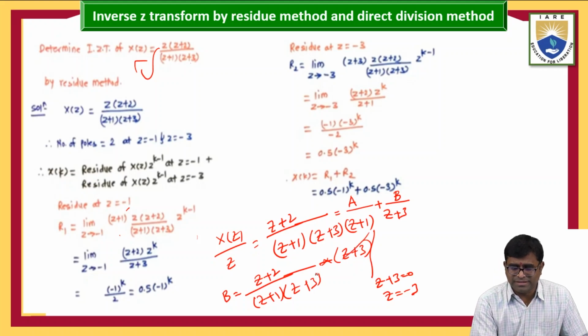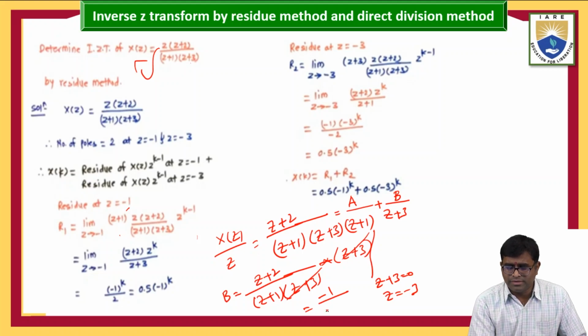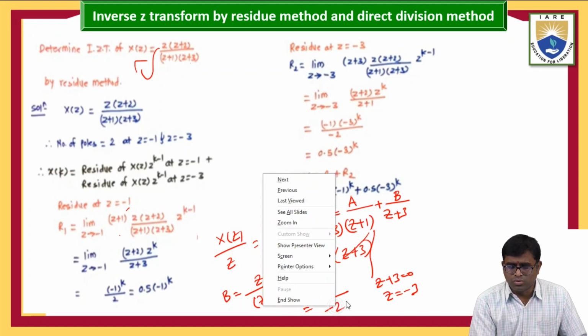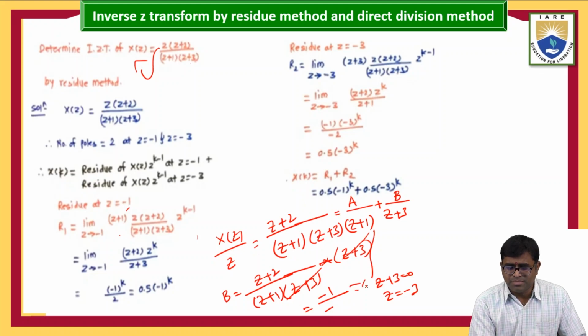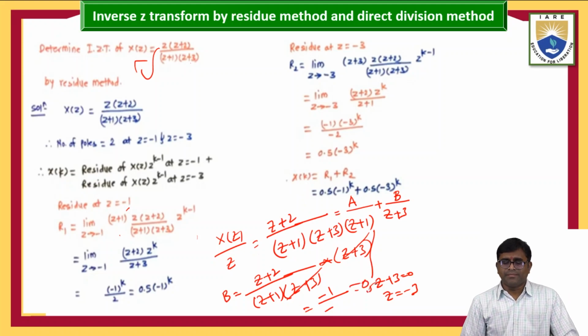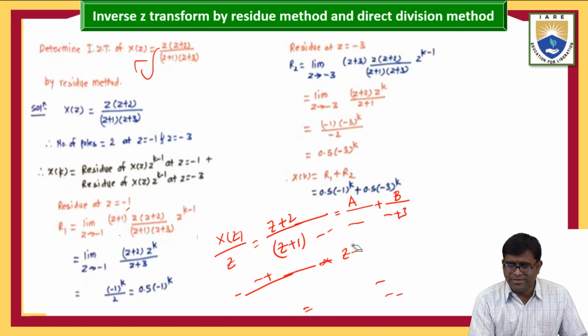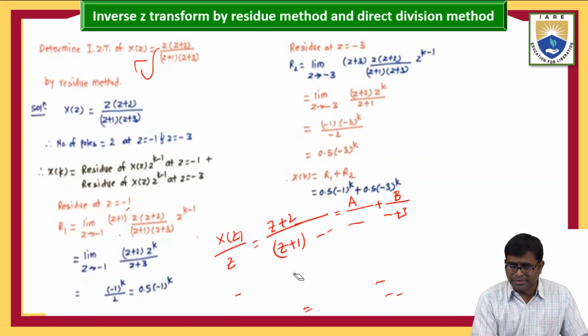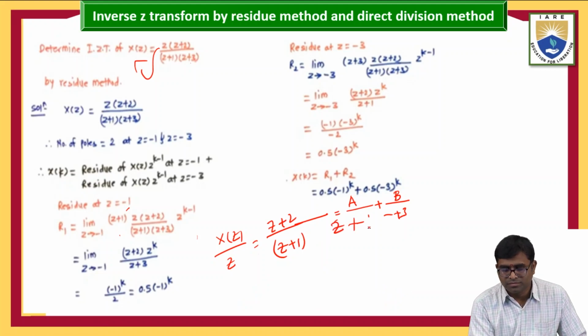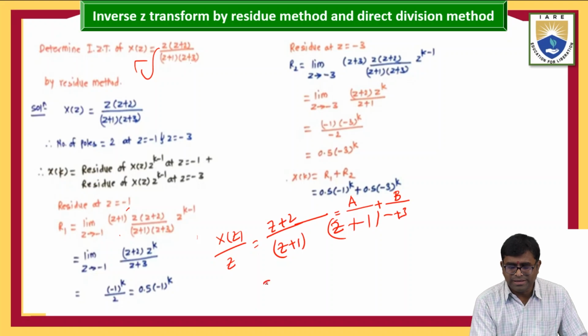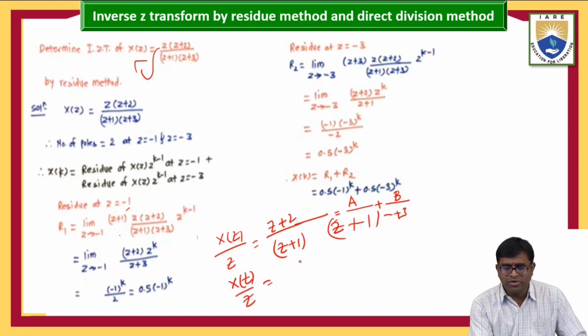Calculate this one. z plus 3 cancels. Z equal to minus 3: in the numerator the value is minus 1, in the denominator the value is minus 2. That is nothing but we are getting 0.5. So in the previous one the same way 0.5, here also 0.5. Substitute these values into the function. So what is X of z by z? The a value is 0.5.